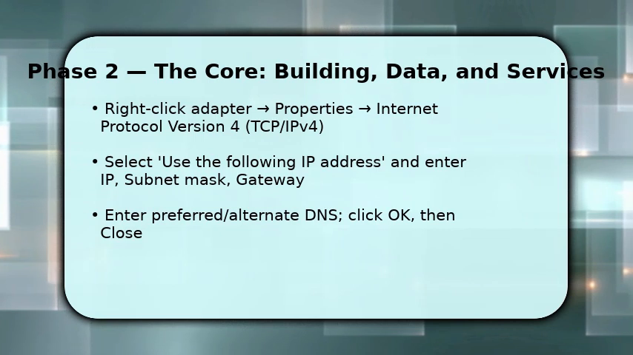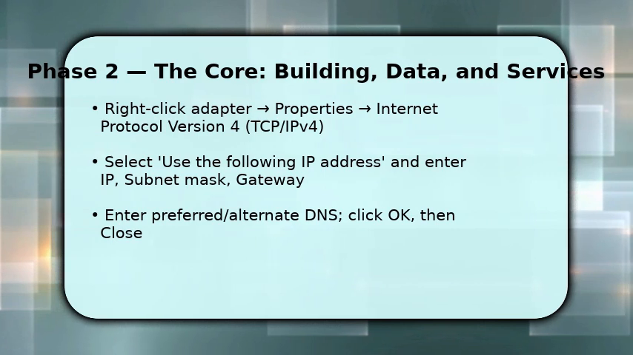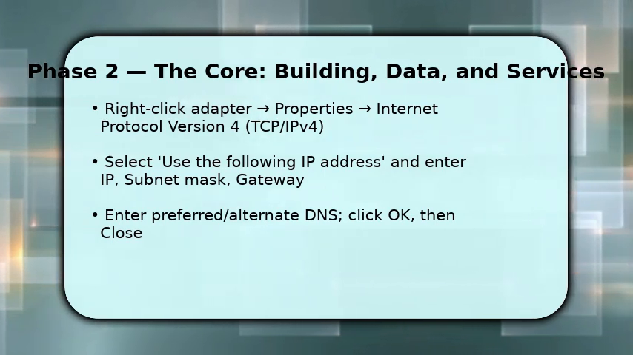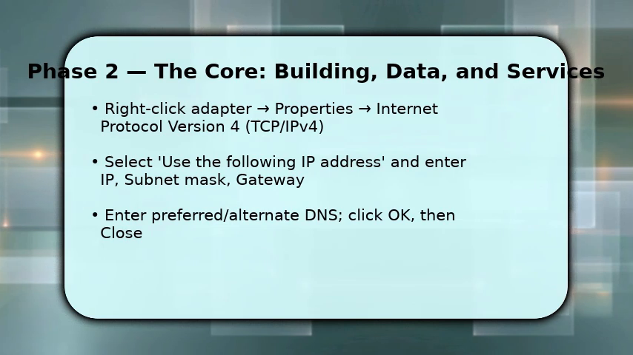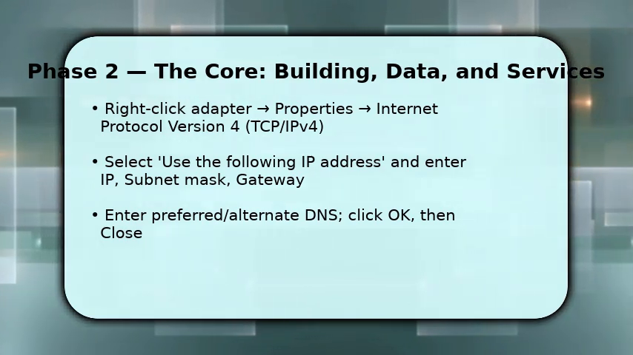Then set preferred DNS and alternate DNS so name resolution remains reliable. Once values are entered, click OK and close. Windows will apply the change. If you need IPv6, repeat the same steps for Internet Protocol version 6.